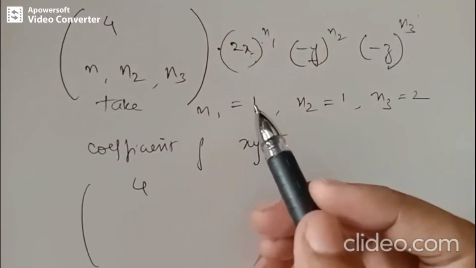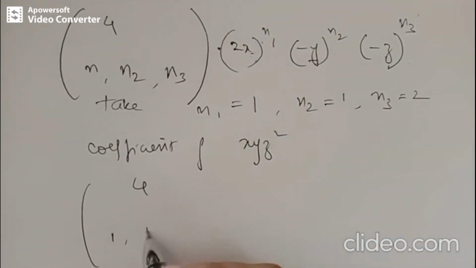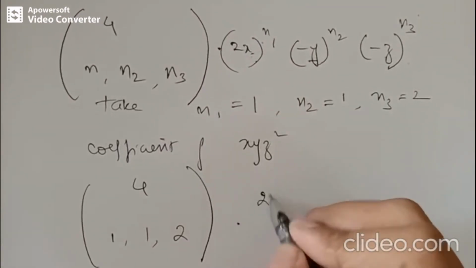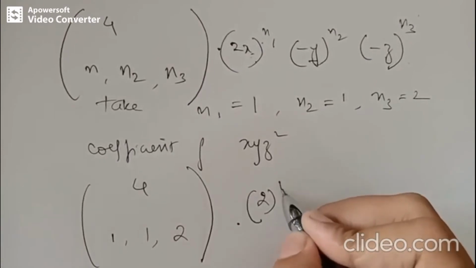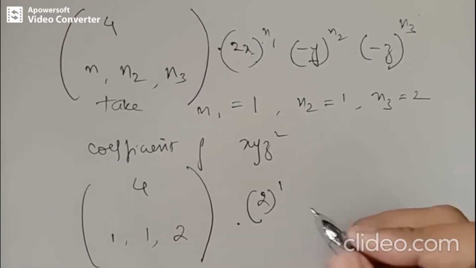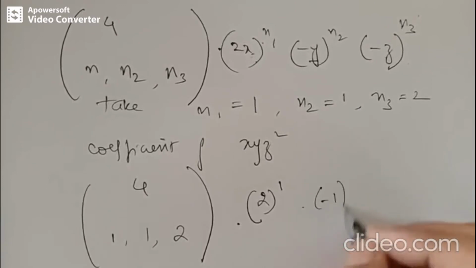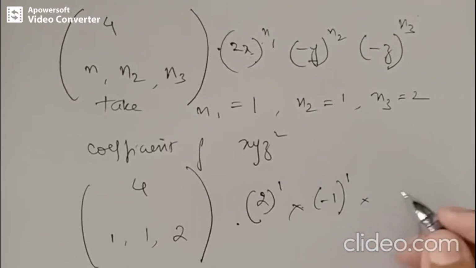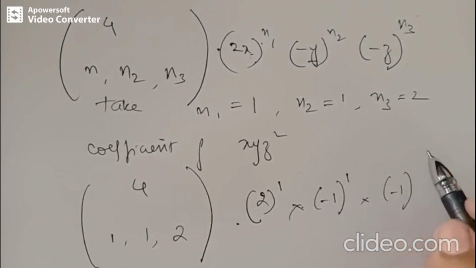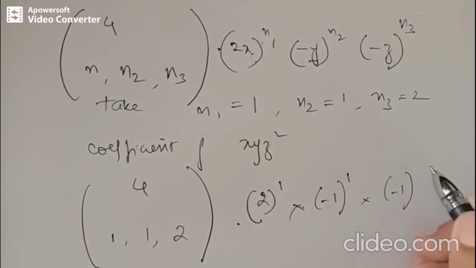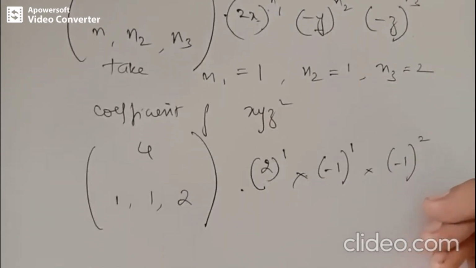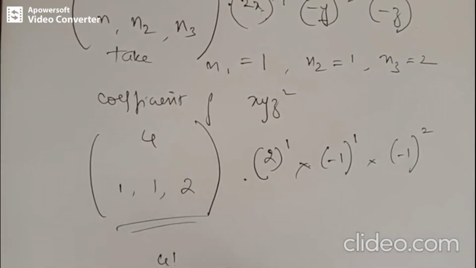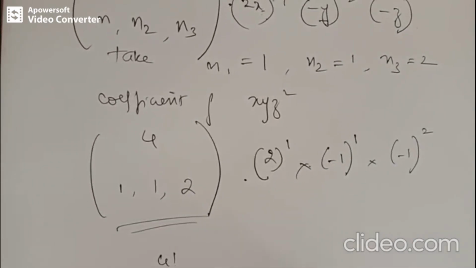So what do you get? 4 into 1, 1, 2, into 2 raised to n1. What is n1? This 1. Into minus 1 raised to n2. What is the value of n2? 1. Into minus 1 raised to n3. What is the value of n3? It is 2. So this is the coefficient. If you try to simplify this further, this can be written as 4 factorial over 1 factorial, 1 factorial, 2 factorial.